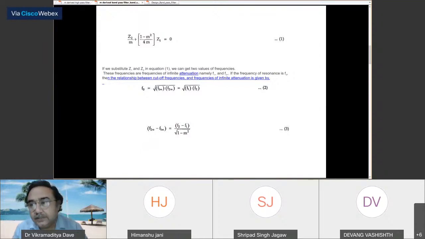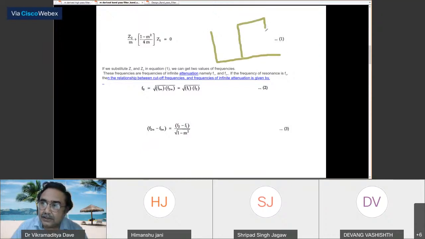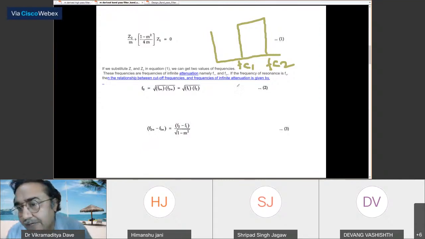As I've already told you, while going through the fundamentals of the M-derived filters, we have to consider an attenuated frequency. But in a band pass filter, you will find that there will be two cutoff frequencies, no doubt, FC1 and FC2. So definitely we require attenuation frequencies. First of all, there will be two stop bands. One is this and another is this.